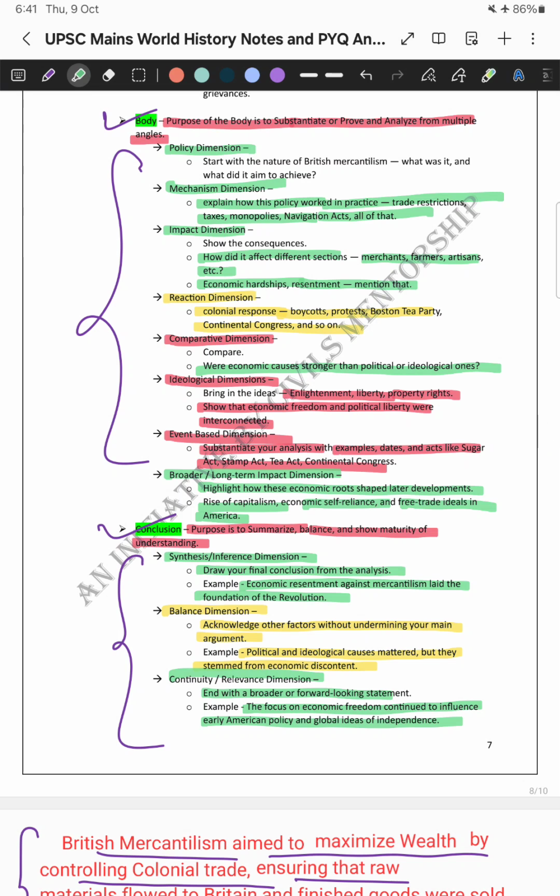So like this, you can conclude your answer in various dimensions. So these are the types of dimensions based on which you can conclude your answer. So I hope you understood about this particular step as well. So this was all about step 5.